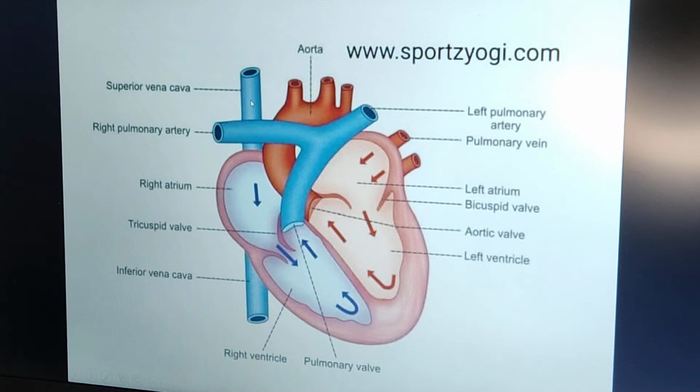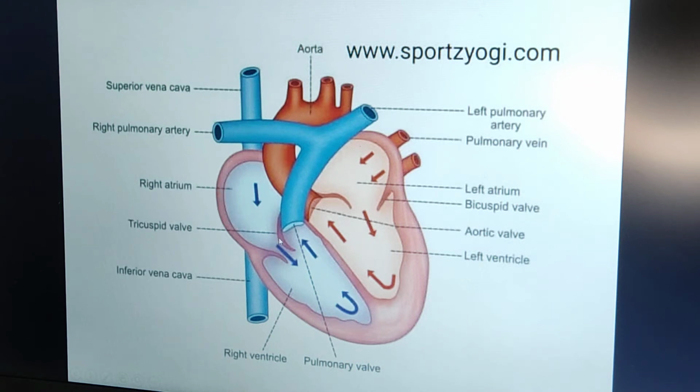The superior vena cava and inferior vena cava carry deoxygenated blood, and these 2 vena cavas enter this blood into the right atrium. Now in the right atrium, what type of blood is there? Deoxygenated blood. Now this deoxygenated blood is ready to enter the right ventricle. Between the right atrium and right ventricle, I told you one valve is there. That valve is called the tricuspid valve.